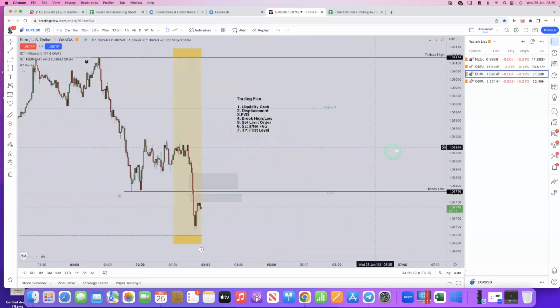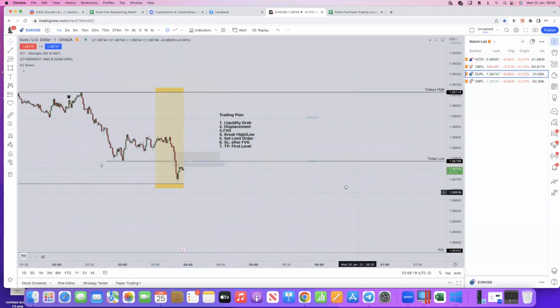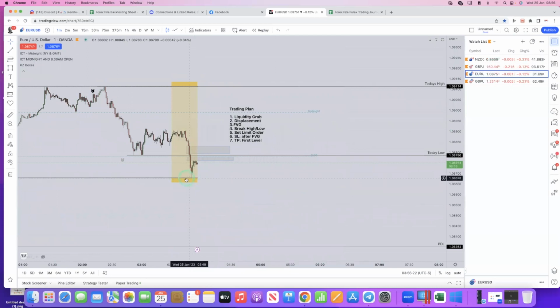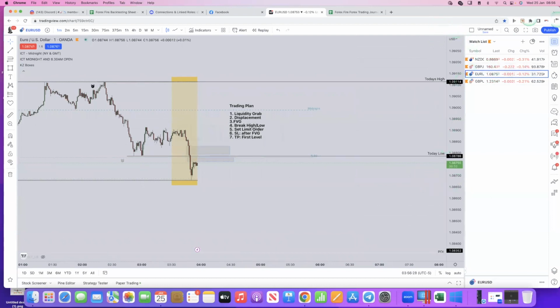Go back to the Euro USD. And we'll see whether we take out today's lower here in a moment. So just bear with me. It is only 5 to 9. We'll be back in a short while.